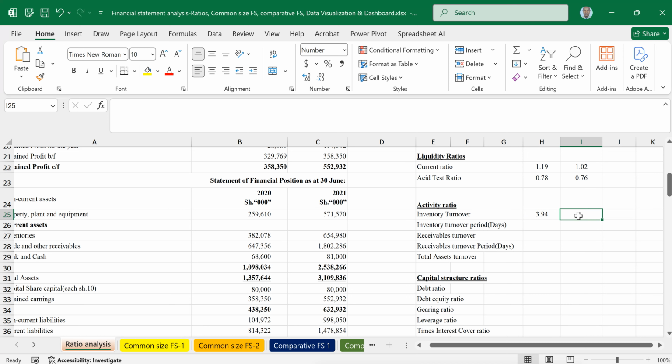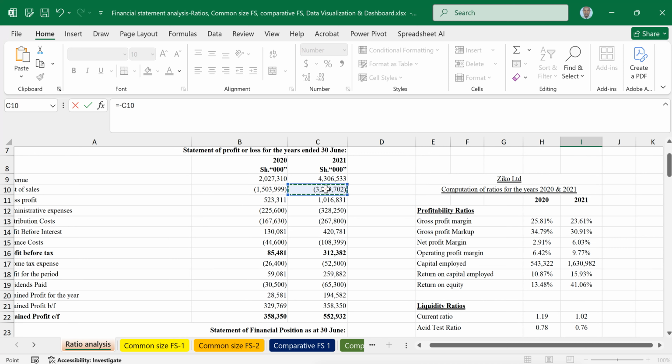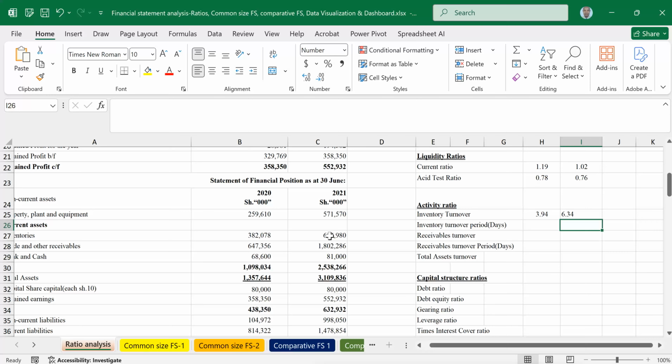Don't drag across, because the other one requires average inventory. It will be equal sign negative. Click on the cost of sale. Divide that with, then open bracket, two brackets, then click on the first inventory in 2020, you're getting average, plus click on the inventory in 2021, close bracket, then divide with 2, then close another bracket, and enter to give you 6.34.